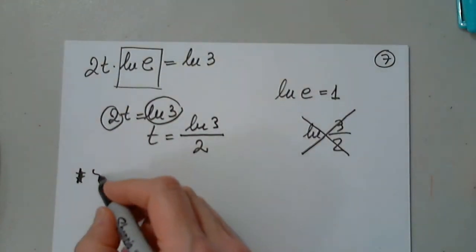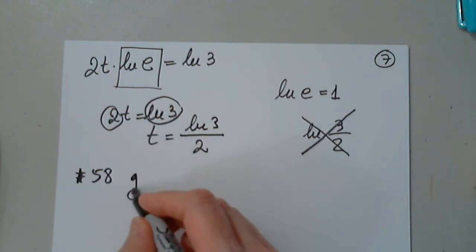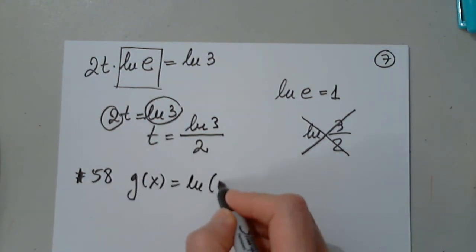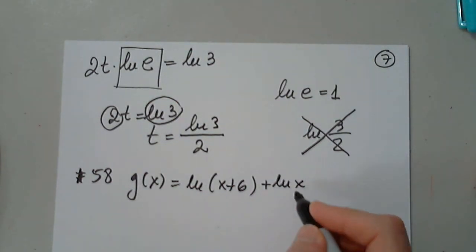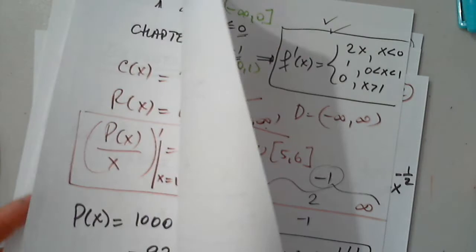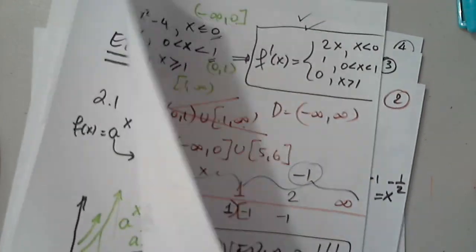58. In 58, we have g of x equals natural log of x plus 6, plus natural log x. And that is, find the domain. Perfect. I'm going back to what we wrote here when we graphed.